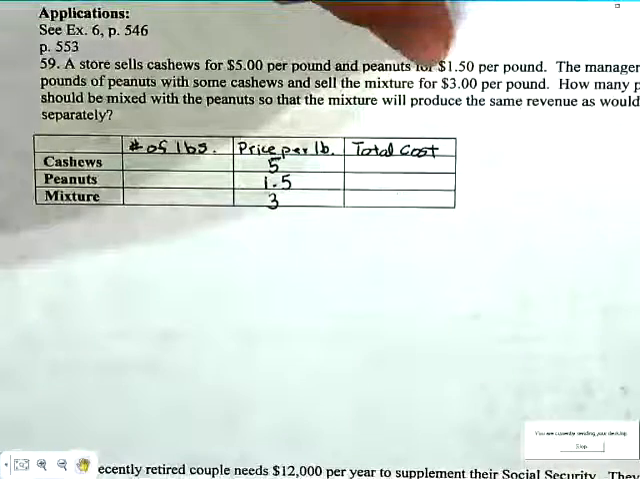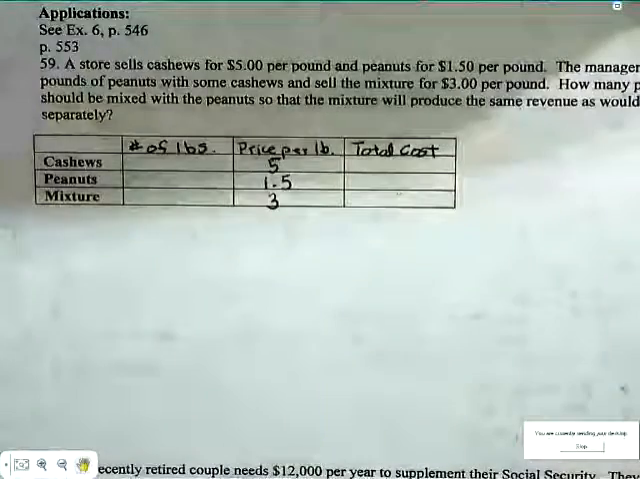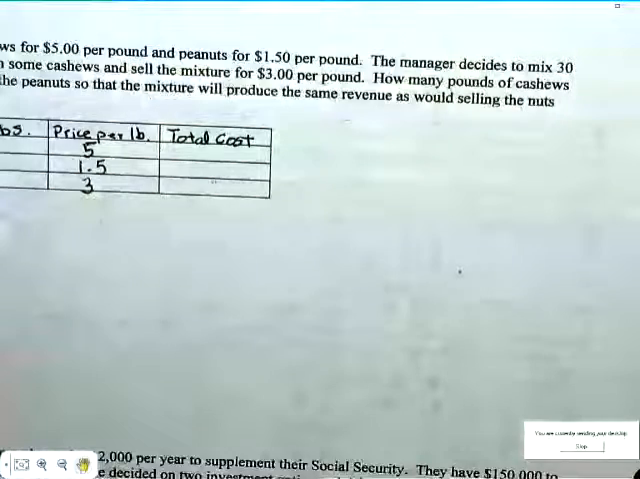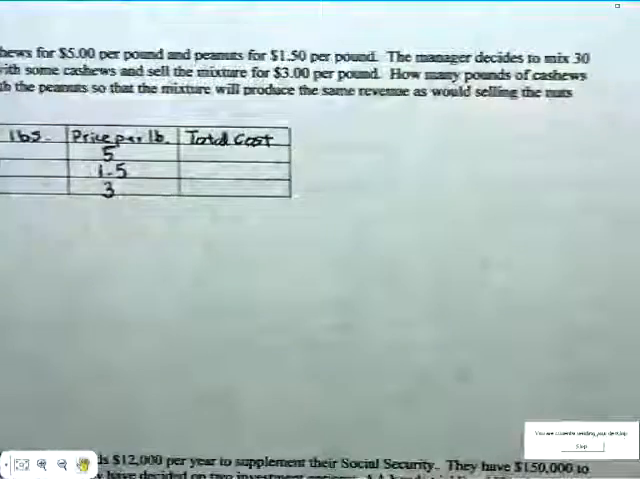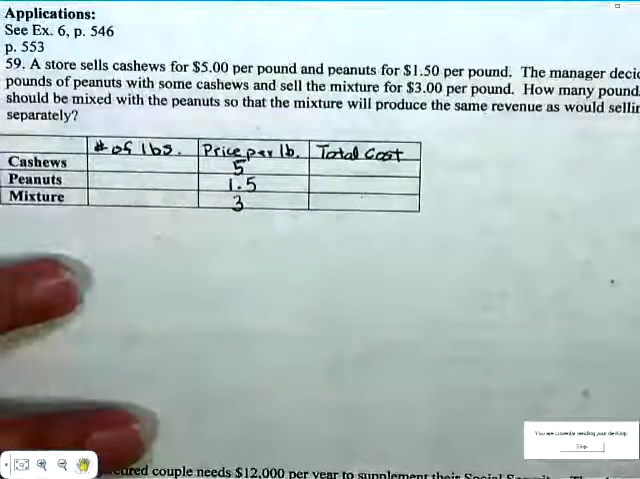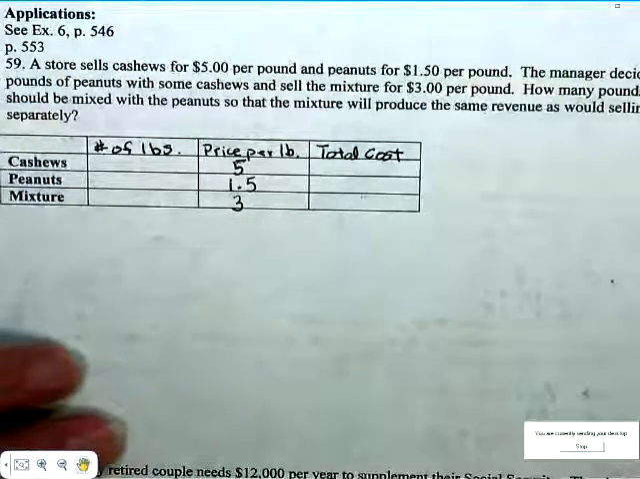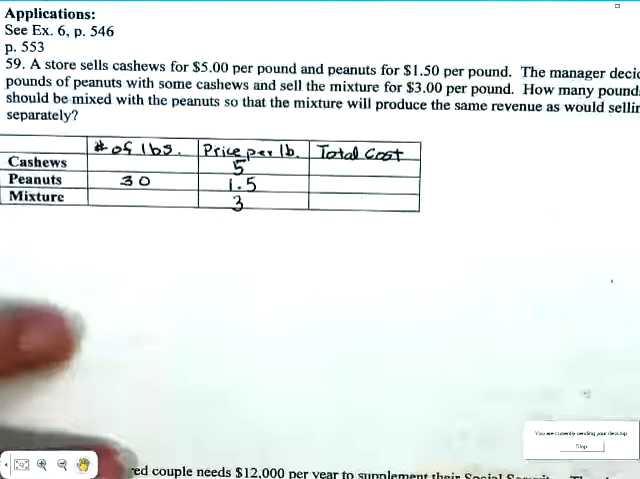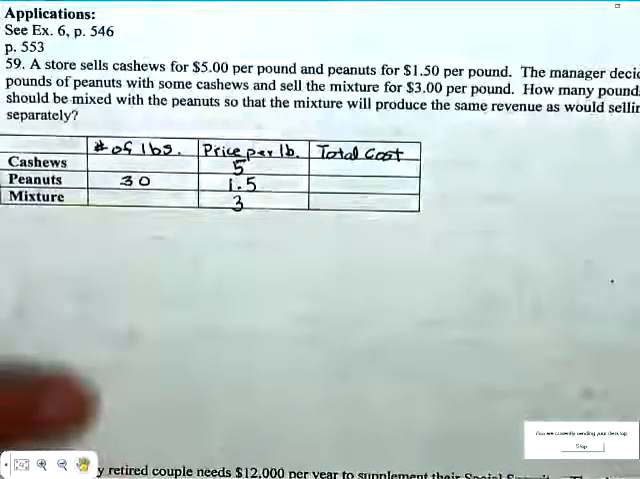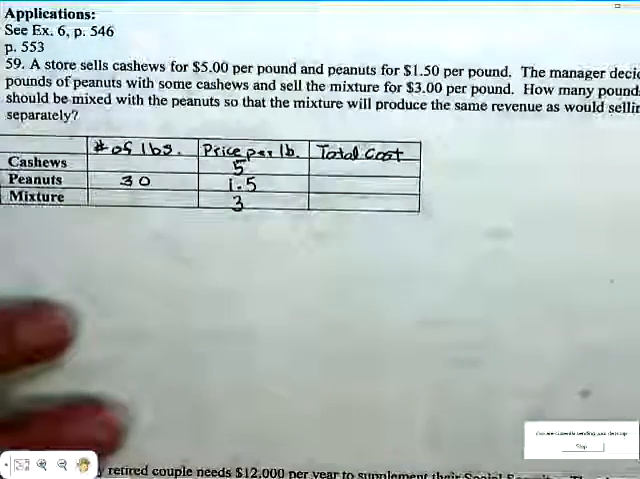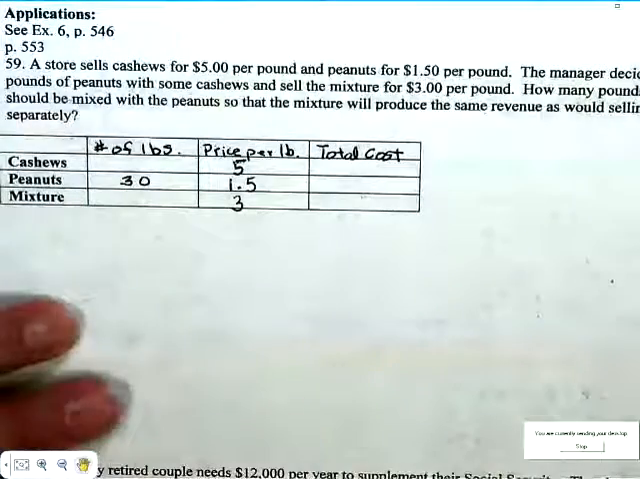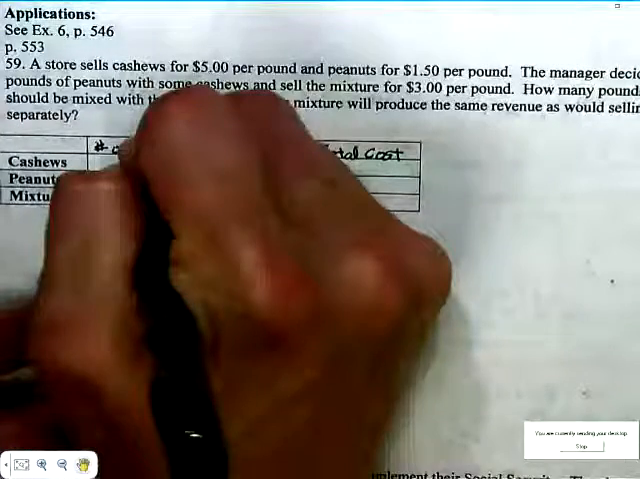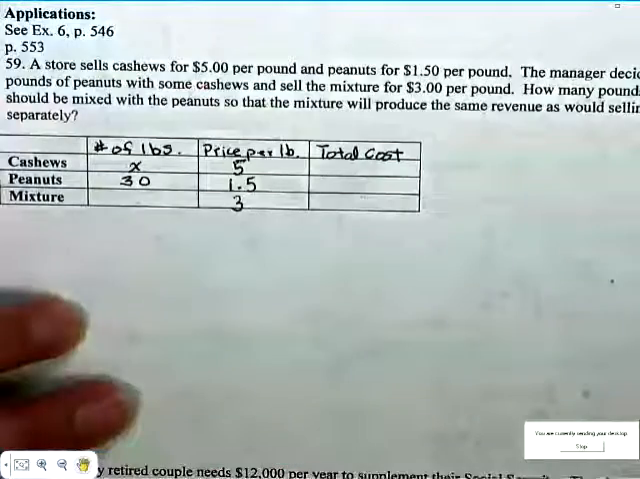What's the 30? That's pounds of peanuts. That's not pounds in the mixture. That's not pounds of cashews. Read the problem carefully. It says 30 pounds of peanuts. The question is, how many pounds of cashews should I use? So it makes sense to let that be X. The thing that I'm looking for be X or C.